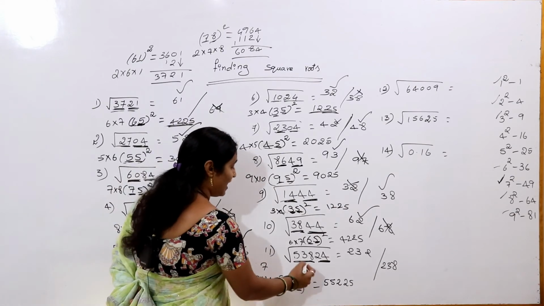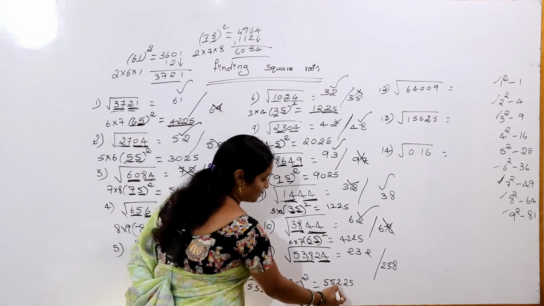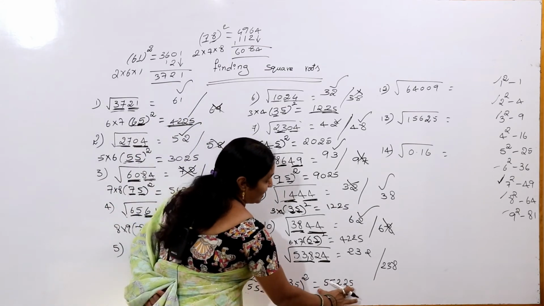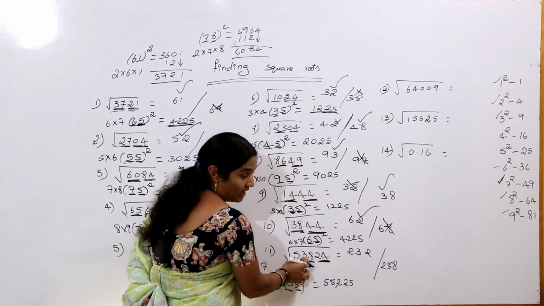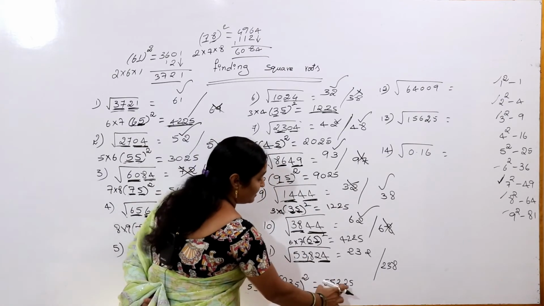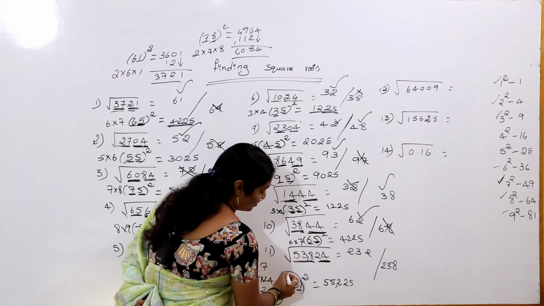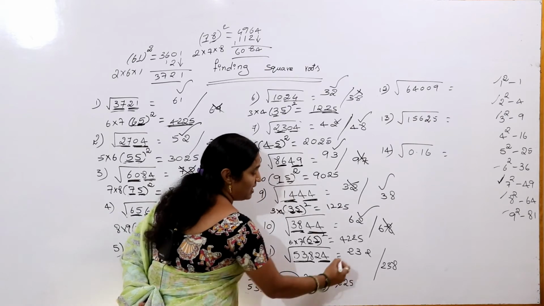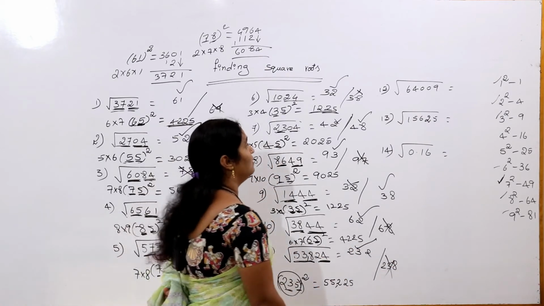55,225. But in square root we have 53,824 when compared to 55,225. So when compared with this number, this is less. Here 55,000, here we have 53,000. Hence when compared to this, one is less. Hence we have to take less than 235. Less than 235 is 232. Now take these.